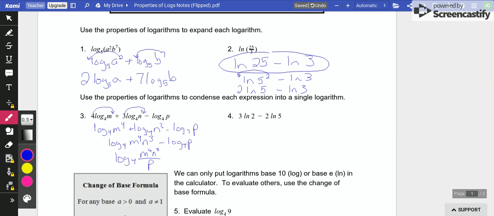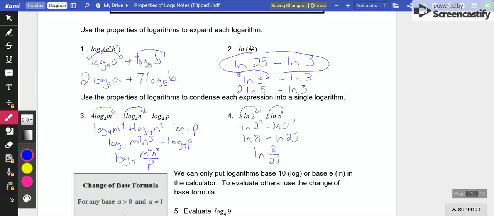We can do the same thing with natural logs. First thing I'm going to do is pop these up as exponents. So we have natural log of 2 cubed minus the natural log of 5 squared. And let's go ahead and do that. That's the natural log of 8 minus the natural log of 25. Now subtraction becomes division, so we have natural log of 8 over 25.